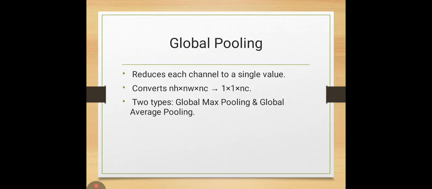Next, about global pooling. Now let us look at global pooling, where global pooling reduces each feature map to a single value. It converts the feature map of size NH x NW x NC into 1 x 1 x NC. There are two types: global average pooling and global max pooling.